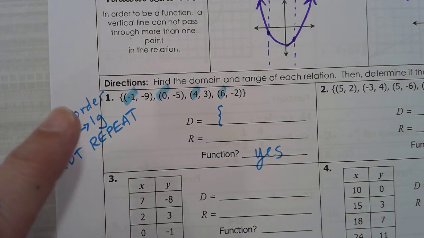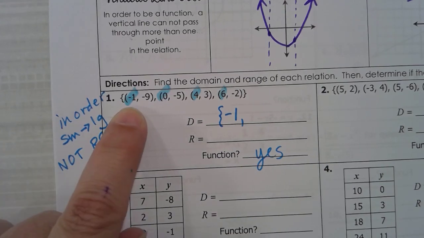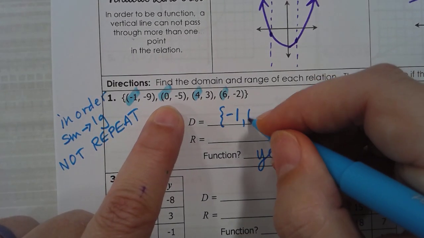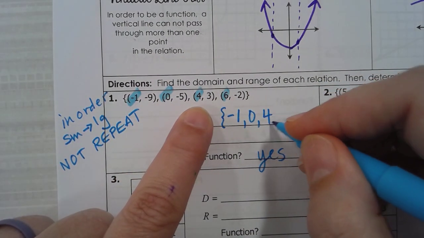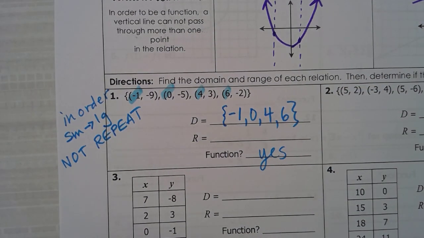Which one of those is the smallest? -1. Which one's next? 0. And then 4. Oh, look, they're in order. Cool. Make that closing bracket backwards.